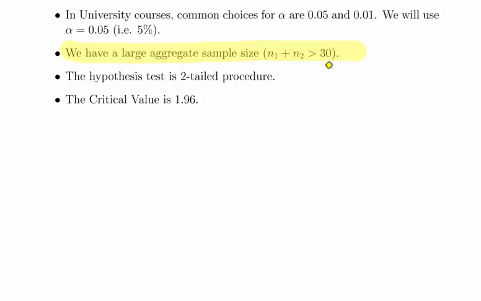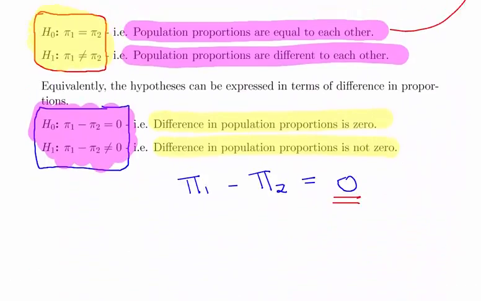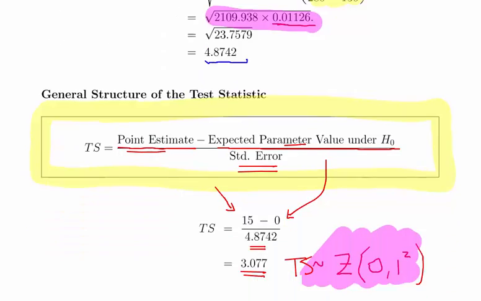We have a large aggregate sample, and that will always be the case when you're dealing with proportions, really, because it doesn't make any sense to look at test proportions with small samples. It's not statistically valid. It's a two-tailed procedure. How did we know it's a two-tailed procedure? Let's go back up here. Because it is equals versus not equal to, and not equal to gives you two alternatives to the null hypothesis. That's essentially how you determine the number of tails.